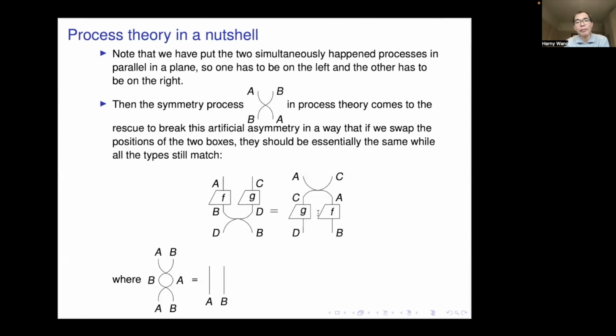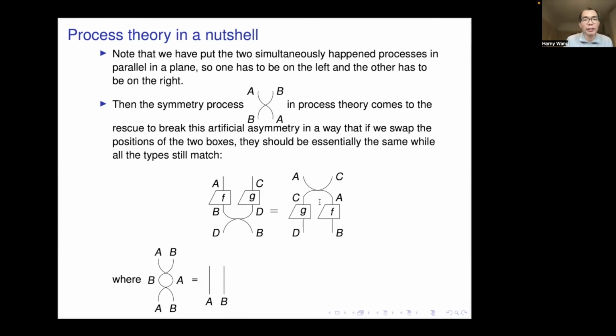So for G and F, the types are C and A. So we need a swap to change them to A and C. And similarly for the output of F and G. So if we introduce this equation with general processes, then we solve this problem, the artificial asymmetry problem. All these are the basic ingredients of the process theory.